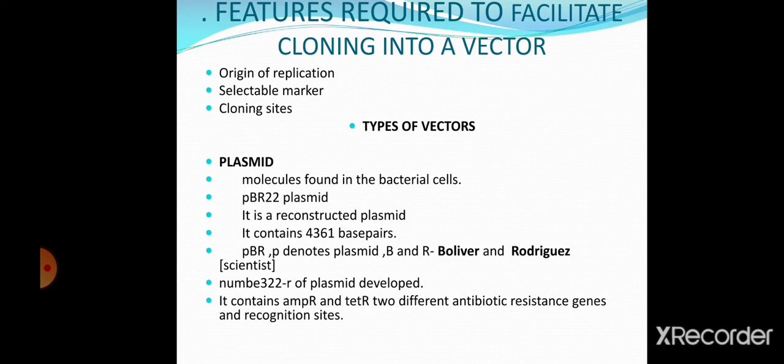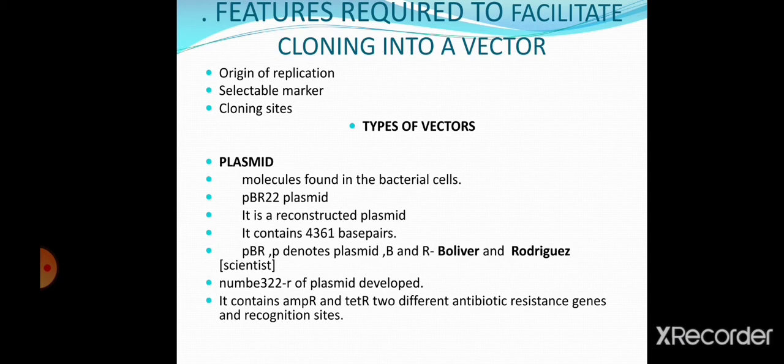Next, let us learn the types of vectors. What are vectors, children? They are the carriers of genetic information from one organism into another. There are different types of vectors such as plasmids, Ti plasmids, transposons, and expression vectors. We are going to study plasmids and Ti plasmids.